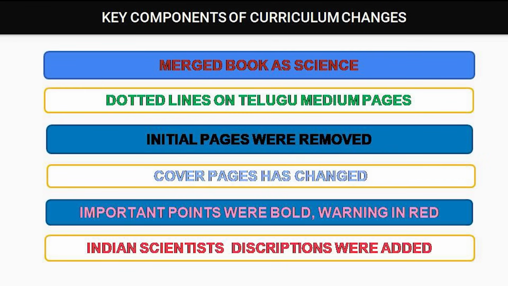We also made some small changes in the textbooks, like merging the books as Science instead of PS and NS, and we provided dotted lines on Telugu medium pages. Some initial pages which are not necessary were removed, and cover pages were also changed. These cover pages especially must reflect the contents of the textbook. That's why we changed the cover pages also. And some important points in each and every chapter were made bold, some warnings are provided in reading, and some scientist descriptions were also added in each and every textbook.